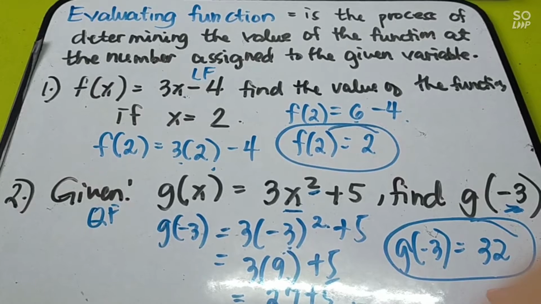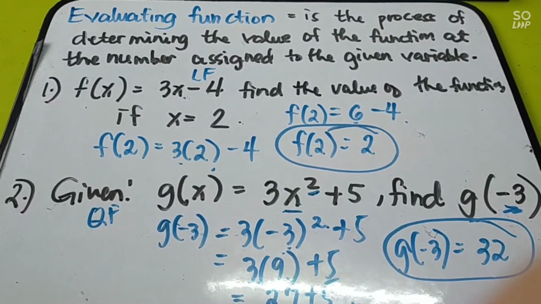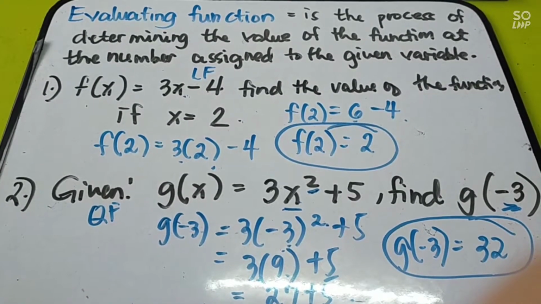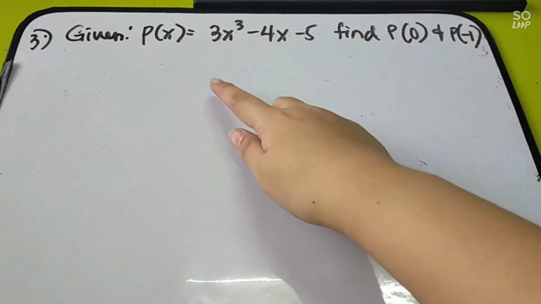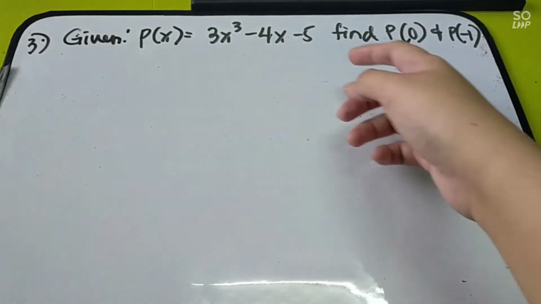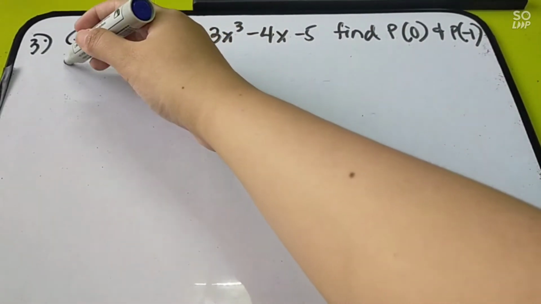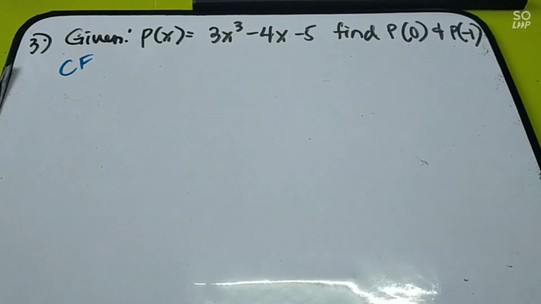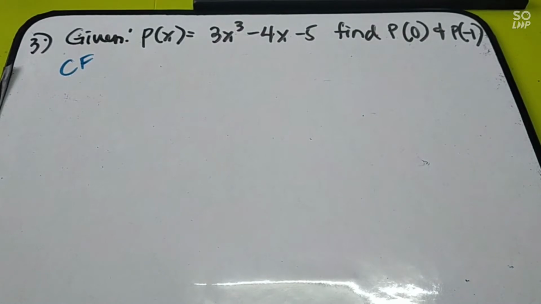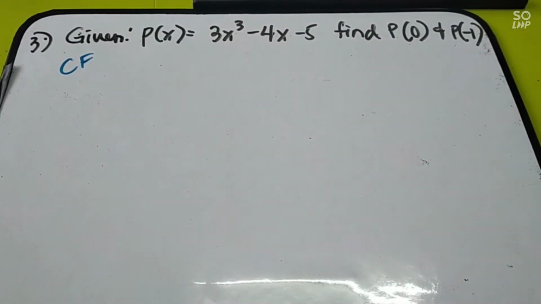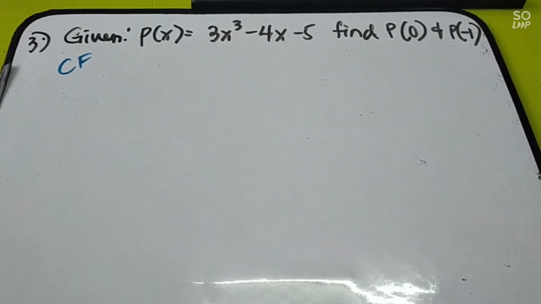Alright? So, that is how you evaluate functions. So, let us have more examples. Number 3. Given, p of x is equals to 3x cubed minus 4x minus 5. So, ang given naman natin dito is a cubic function. So, let us find p of 0 and p of negative 1. So, meaning dalawa yung kukuhanin natin.